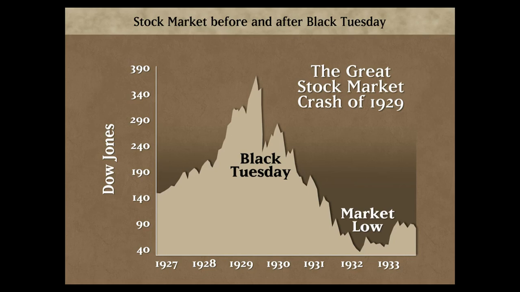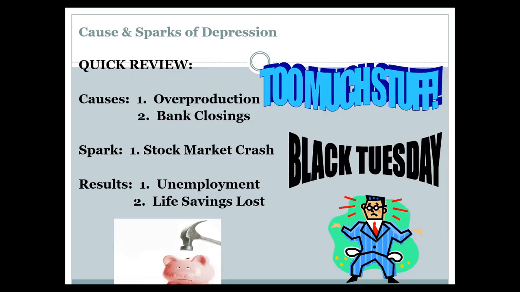Here we look left to right. You see how it peaks about 390, which is a very low price if you're looking at the Dow today. But then it bottoms out, and it continues to bottom out as we work towards 1932.